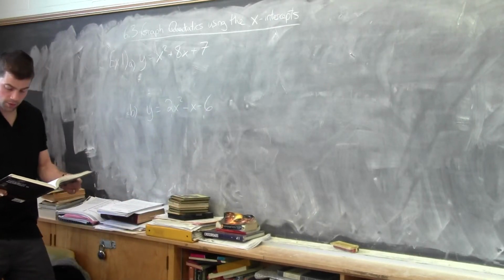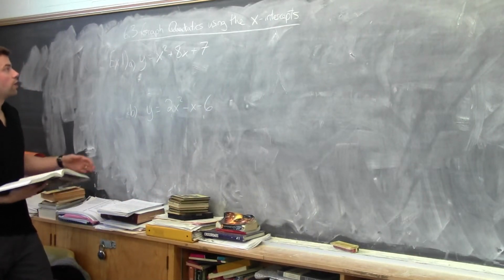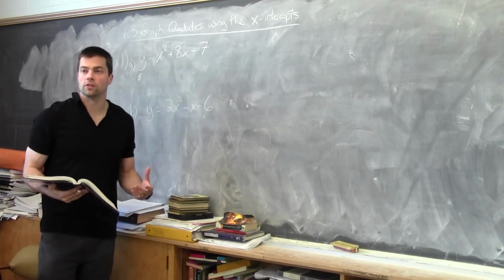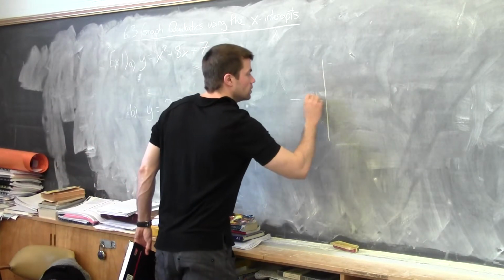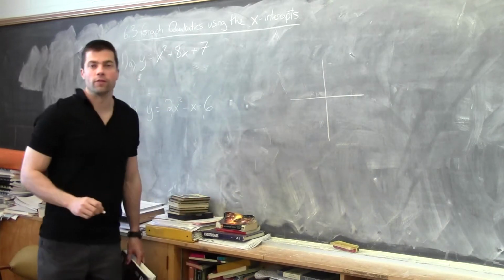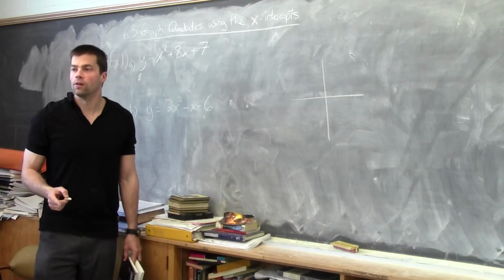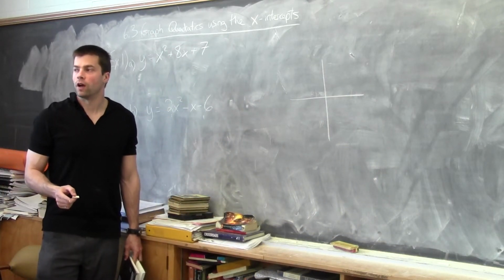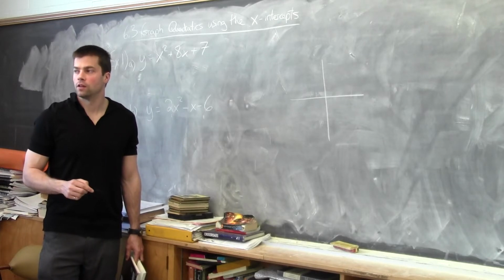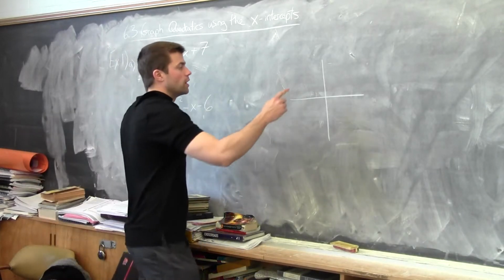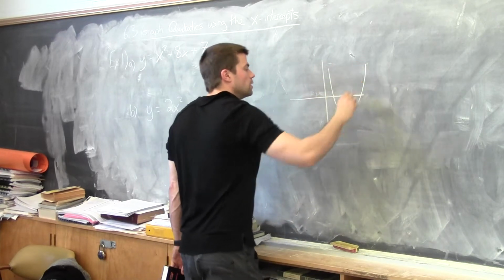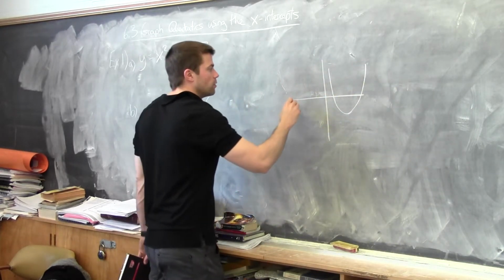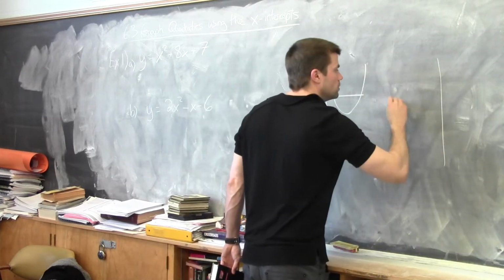Okay, this is 6.3. We're learning how to graph quadratics using the x-intercepts. All right, so if you imagine a quadratic equation, we know the graph of any quadratic looks like what? What's the shape it has? A parabola. Good. So we know if the a value is positive, the parabola opens up, and if the a value is negative, the parabola opens down.